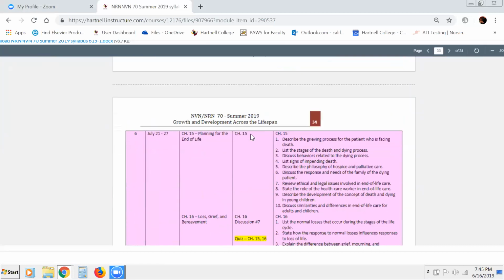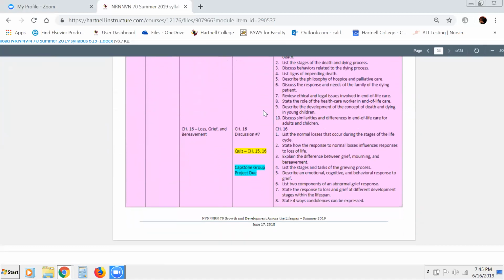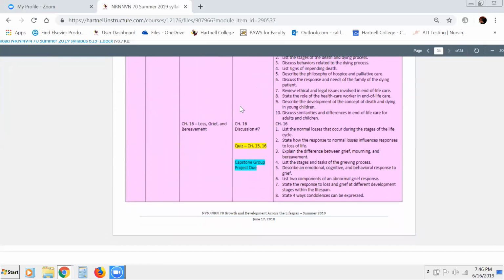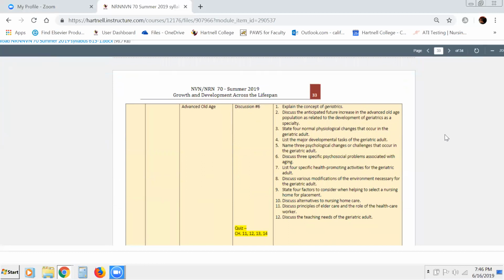And finally, week 6. Woohoo, you made it. We will be going over chapters 15 and 16. There is a discussion for chapter 16. You also have a quiz on chapters 15 and 16, and your capstone group project will be due. So here are the objectives for chapters 15 and 16, and that would be the review of the syllabus.